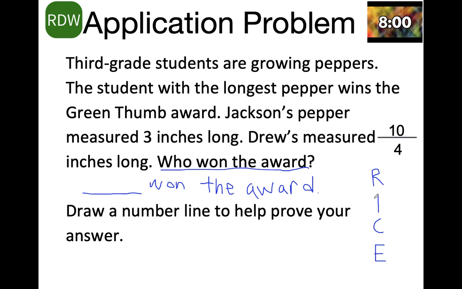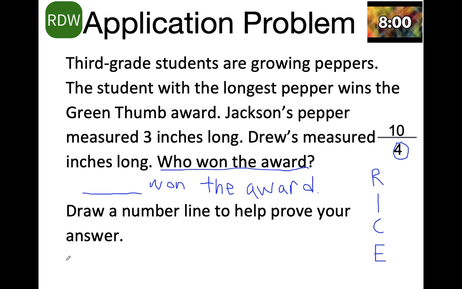Now it does give you a hint of how we're going to illustrate, and that is to draw a number line. So you can see that we're going to draw our number line, and you can start it from 0 if you'd like. You can, but it does need to go all the way up to 3 inches, because if you look at it, it says Jackson's pepper measured 3 inches long. They also give you another hint by showing you what you're breaking it apart into. You're breaking it into fourths. So 3 is a whole number, and they're also breaking it up into fourths.